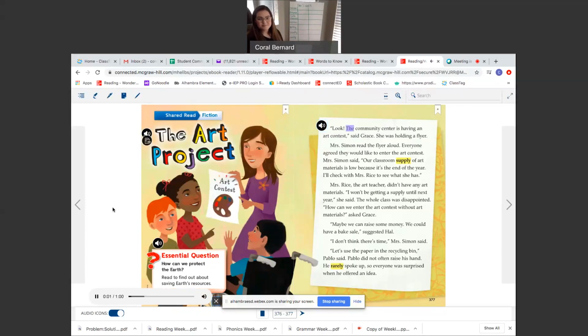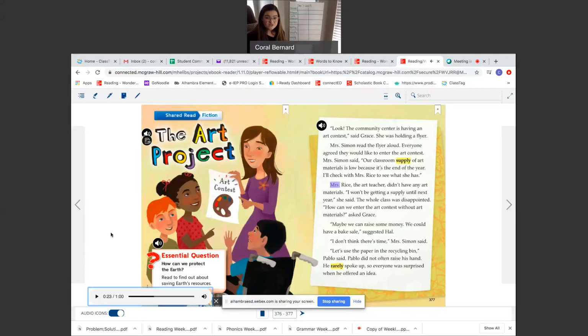Look, the community center is having an art contest, said Grace. She was holding a flyer. Mrs. Simon read the flyer aloud. Everyone agreed they would like to enter the art contest. Mrs. Simon said, "Our classroom supply of art materials is low because it's the end of the year. I'll check with Mrs. Rice to see what she has."